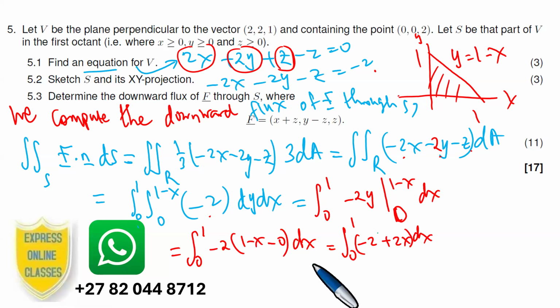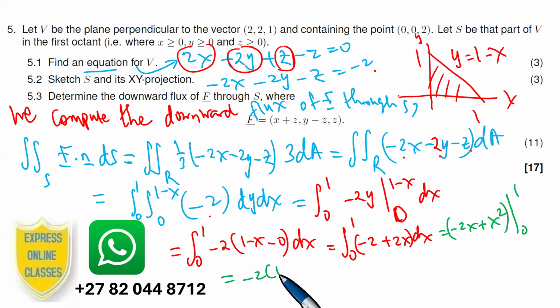Right. So it's minus 2x plus x squared from 0 to 1, which is minus 2 times 1 plus 1 squared minus 0. And therefore, this is minus 2 plus 1, which is minus 1. And this is the answer.